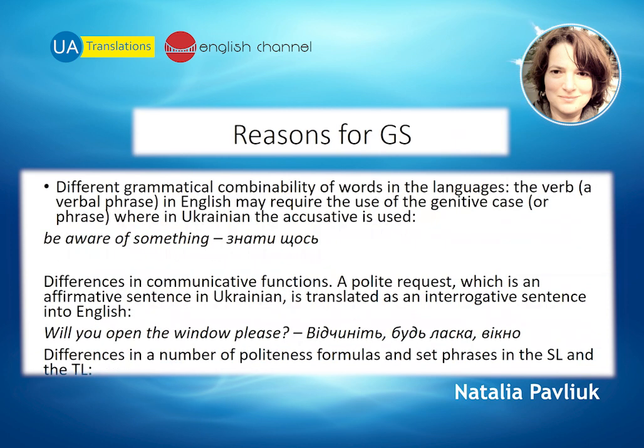The next reason is different grammatical combinability of words in the languages. We were talking about lexical combinability, but this is also called the rules of government and agreement between the words and so on. Especially it is the use of cases in English and Ukrainian. You know that in English we officially don't have cases except the genitive or possessive case, right? Nominative and genitive or possessive. In Ukrainian we've got 7 of them.